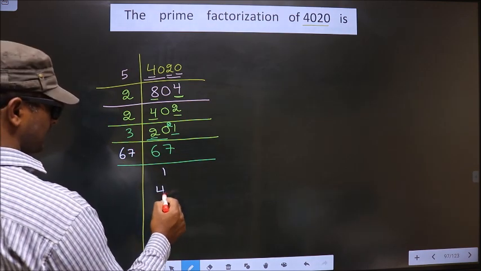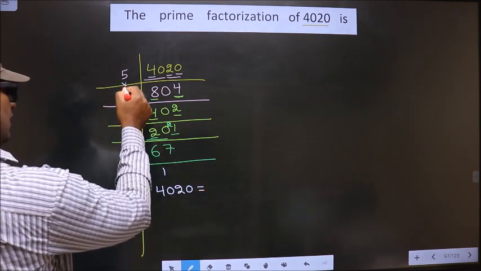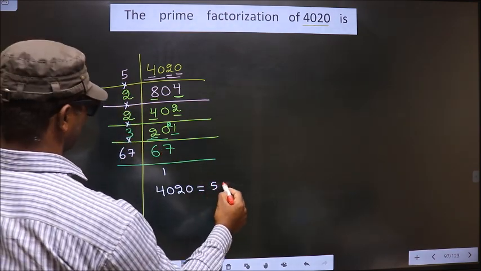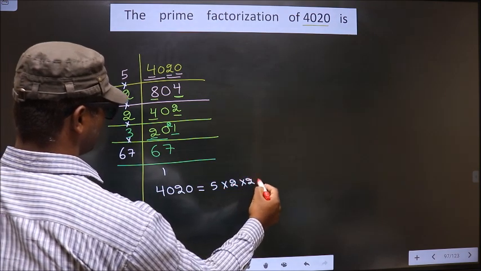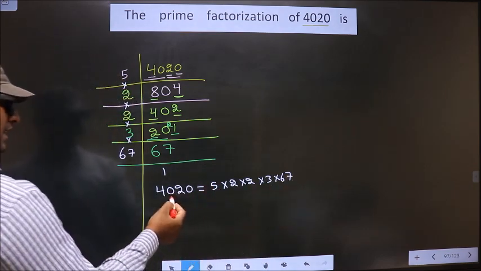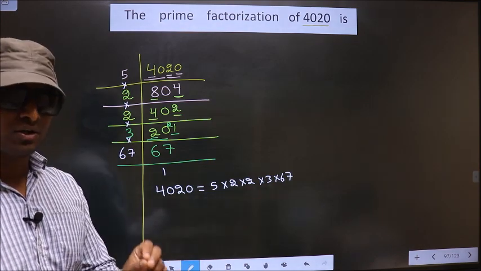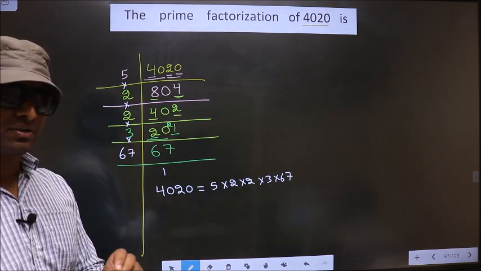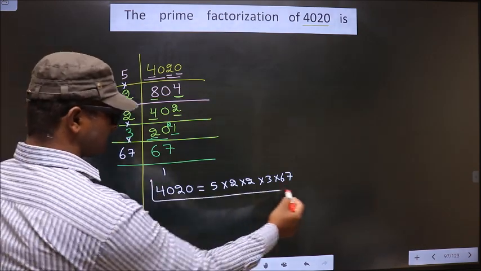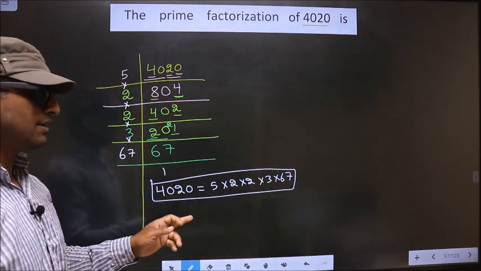So the prime factorization of 4020 is, you put the multiplication symbol between the numbers, that is 5 into 2 into 2 into 3 into 67. So this is the prime factorization of 4020. This is also called the product of prime numbers of 4020. So this is our answer. Am I clear?